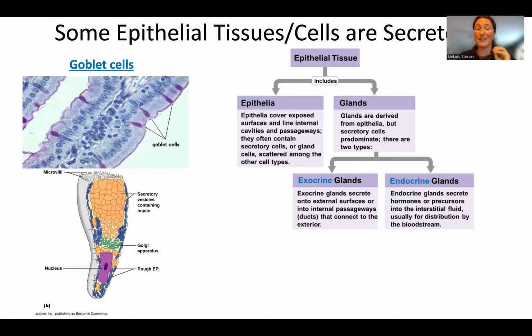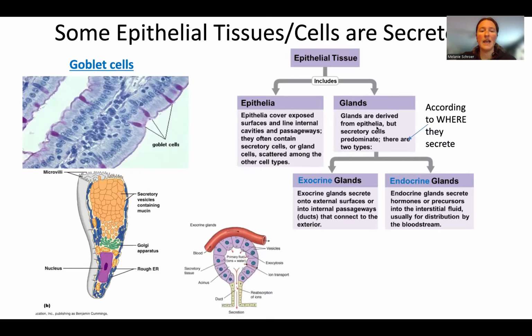In addition to specific cells secreting stuff, in this case mucin or mucus, epithelial tissues can form glands. So they're not only for covering things, they are for secreting things. So glands are epithelial in nature, but these specialized secretory cells, right, type of epithelial cells, are going to be the most common. There's two different types of glands, or at least glands can be classified according to where they are releasing their contents.